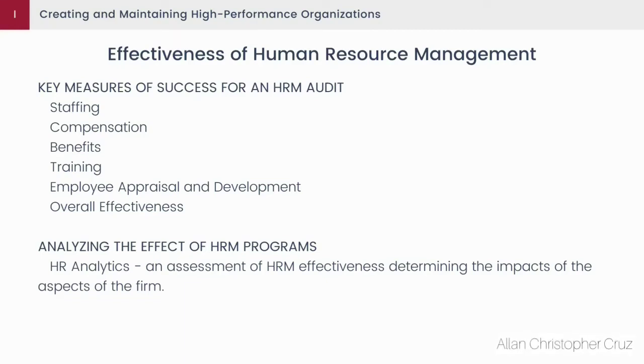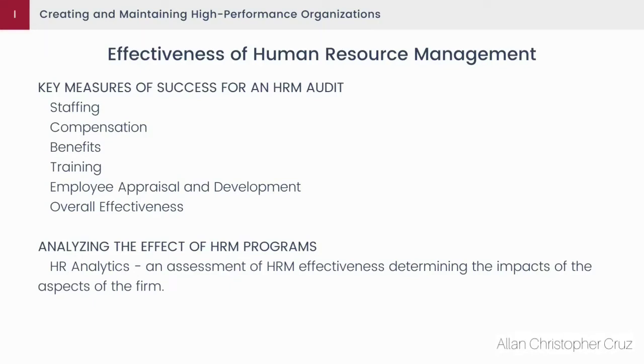For example, business indicators for staffing would include the ratio of acceptances to offers made. For compensation, average salary increases. Benefits, percentage of sick leave to total pay. Training, budget allocation of training per employee. Employee appraisal and development, use of appropriate psychometric properties of appraisal forms, and for overall effectiveness, the ratio of per capita revenues to cost would be a nice basis to audit.